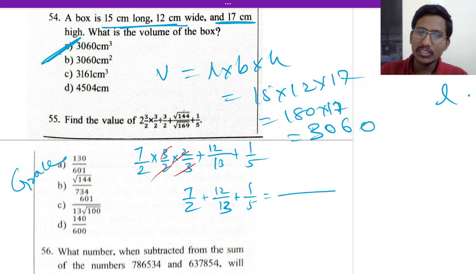Okay, so that will be how much? So 13 2s are 26, 26 5s are 130, so 130 will be the LCM. In none of the options is 130 there.